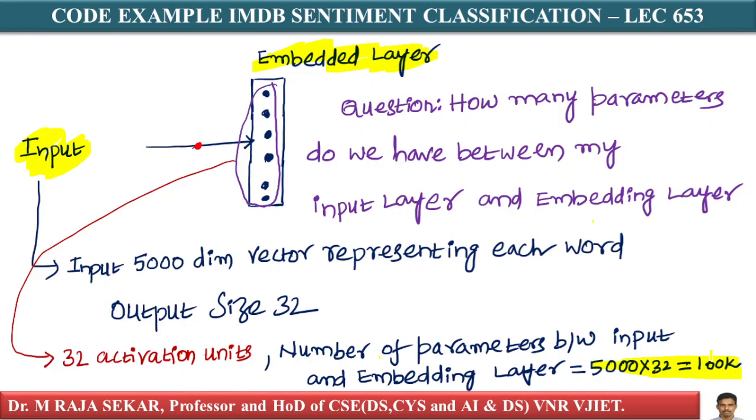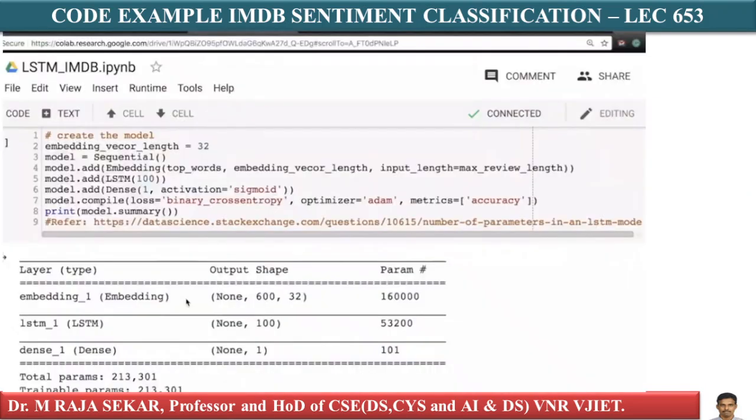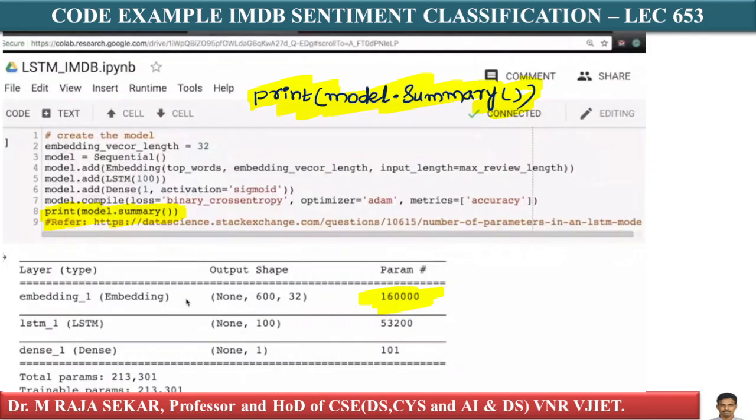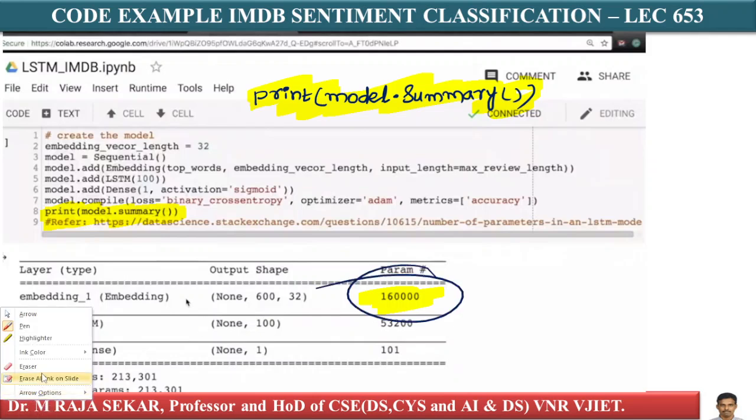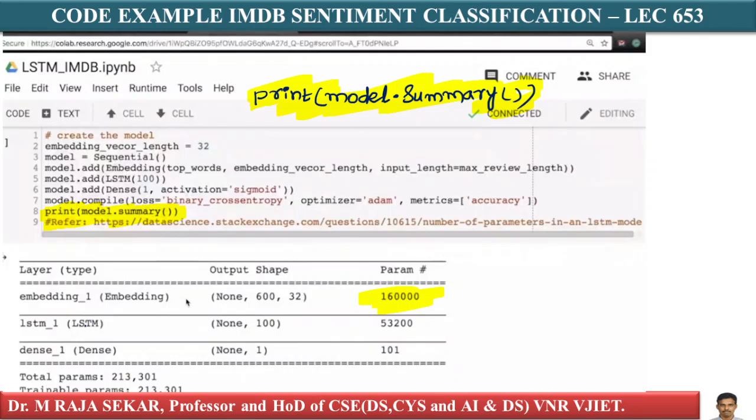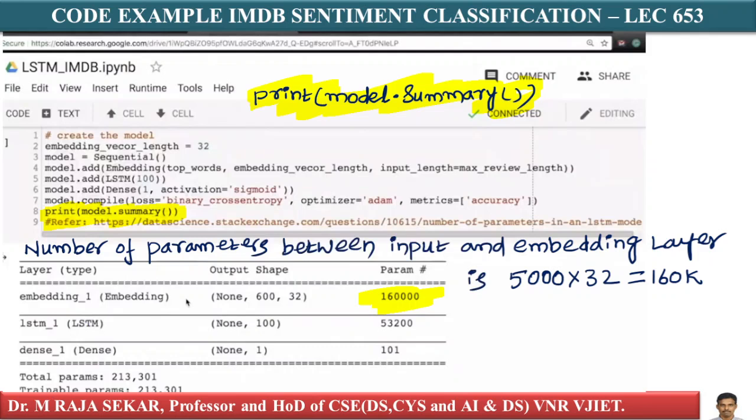So when I finally print model.summary, this model.summary actually tells us how many parameters there are. If I print this one, what does it say? 160k parameters. That's what we are saying, and I strongly recommend that you understand how you derived this number. That is important, isn't it? How you derived this number.